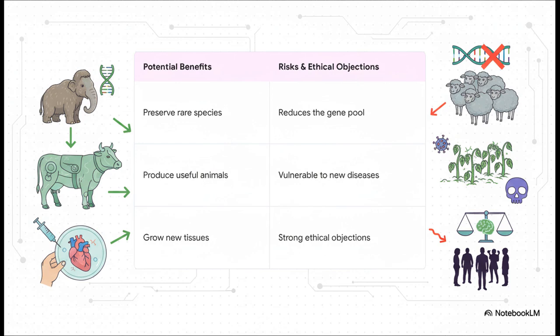And no surprise here, cloning is another one of those topics with huge arguments on both sides. The potential is mind-blowing. We could save endangered species or even grow new organs for people who need them. But the risks are just as big. Widespread cloning could crush the gene pool, making a species really vulnerable to a new disease. And of course, there are some very serious ethical and moral questions that come with it.